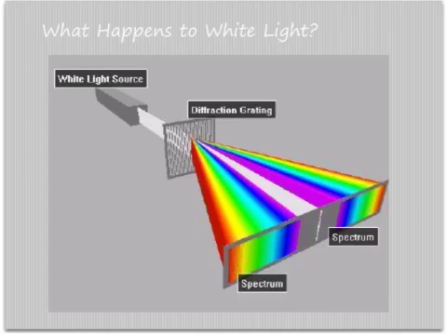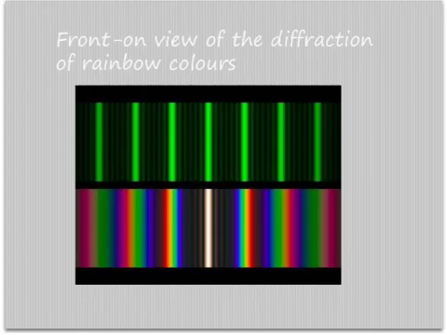Then, for the first order maximum, you get all these 7 colors spread out. Here's one, here's another one. Every color has got its own angle theta. Similarly, for other orders of maxima, you also get rainbow colors. Front-on view of the diffraction of rainbow colors.